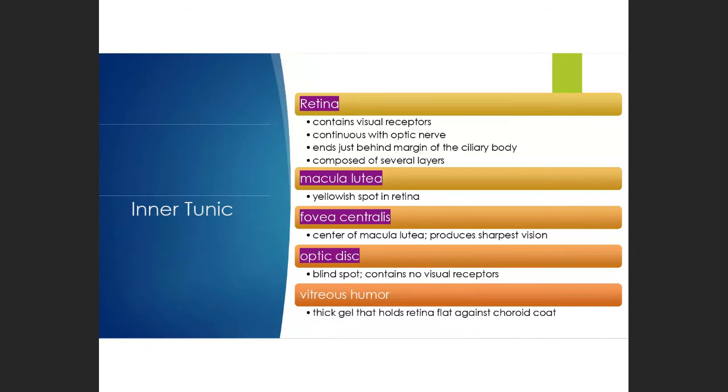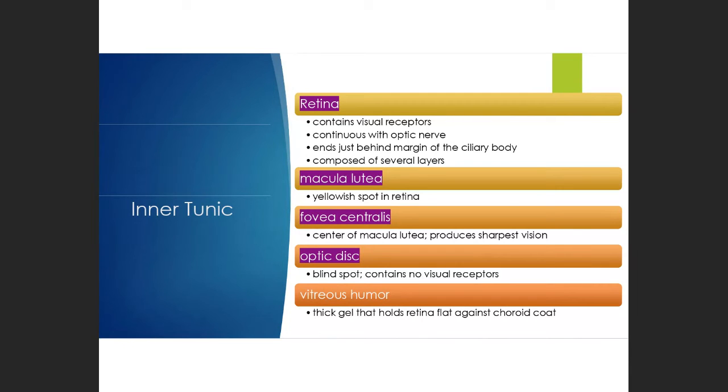Okay, so now we're going to look at the inner tunic. A lot of these structures we did talk about. We have the retina in the back of the eye, and the retina, as you know, contains visual receptors. It's continuous with the optic nerve, and it ends just behind the margin of the ciliary body. So the remainder of the back of the eyeball is all retina.